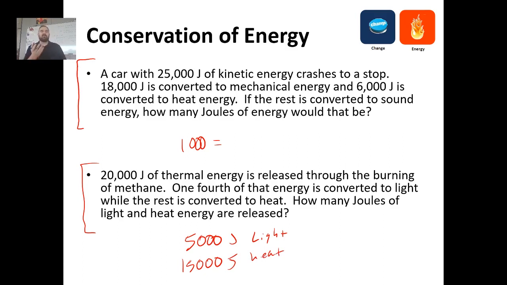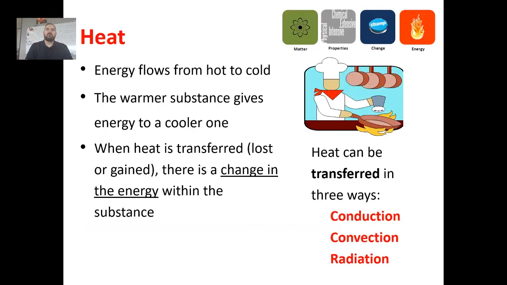So this type of question, we could talk about how to solve it, but y'all know how to work with percentages. You just multiply by the percentage. So 1/4, that's going to be 0.25. You just multiply that by 20,000, and that's going to give you the 5,000 that we have here. And then 3/4, or the rest, is going to be the heat. All right, so let's move on. So now we're going to talk about heat.